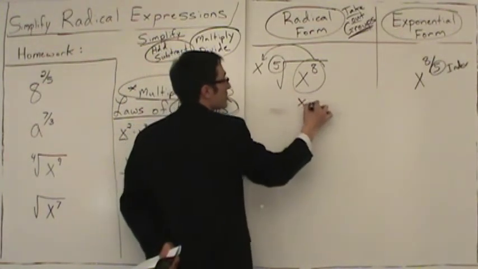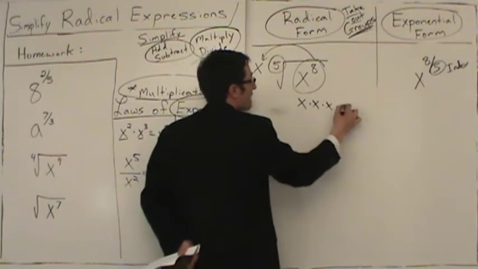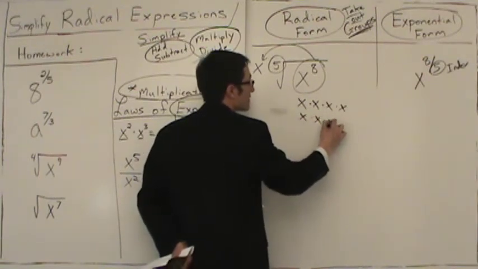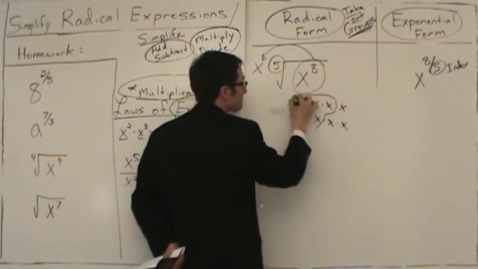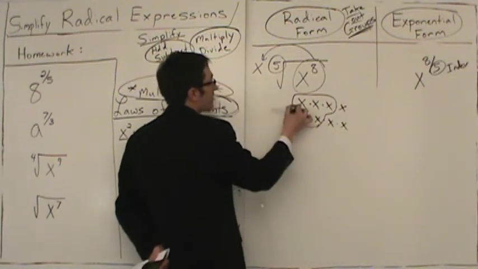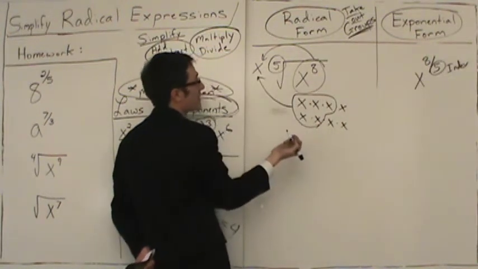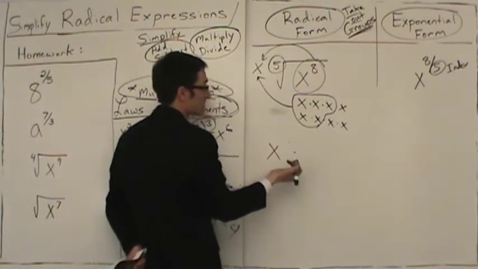I will visually show you again, x times x. If you have 8 of these things, hopefully by now you're starting to get the concept of this. There's 8 of these things. If we circle 5 of them, 5 x's come out, become what? 5 x's come out, become a single x on the outside. So you have a single x on the outside.